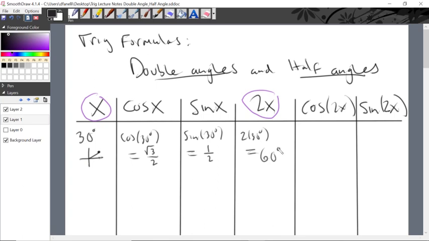That would be 60 degrees. Then what is the cosine of 2x? That is, what is the cosine of 60 degrees? Well, the cosine is 60 degrees, okay? Where would 60 degrees be? It would also be in quadrant 1, okay?